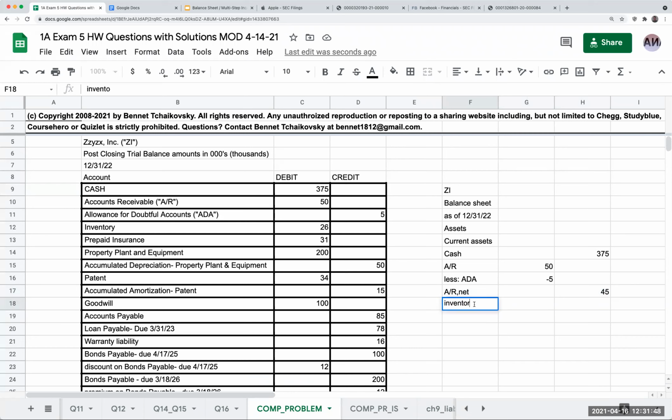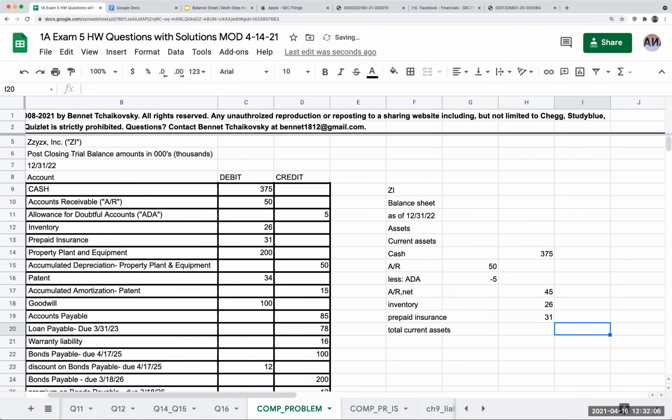Over here, you're going to have inventory. That's generally going to be considered a current asset. And then over here, we'll also have prepaid insurance, which could also be just other prepaid accounts or other current assets. That's fine. Okay, so my total current assets is going to be right over here. The sum of these values is 477.